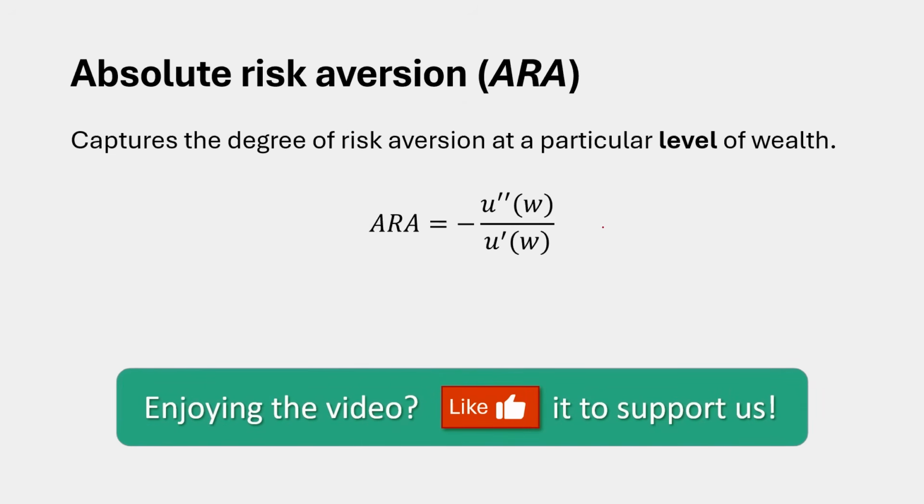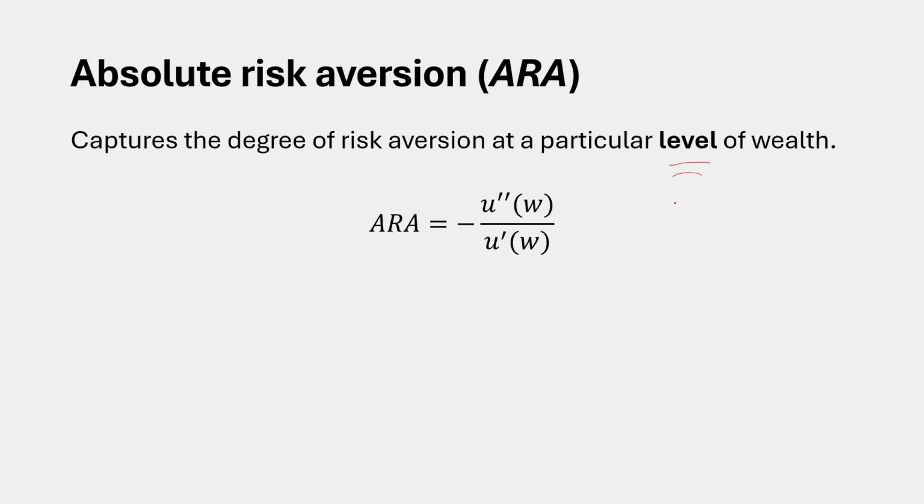So what this type of risk aversion captures is our risk aversion at a particular level of wealth, okay? And it has this particular formula where we take the first derivative of the utility function and also the second derivative, and absolute risk aversion is the second derivative divided by the first derivative with a minus sign at the start. Now, this can come across as very abstract, so let's make it more accessible.